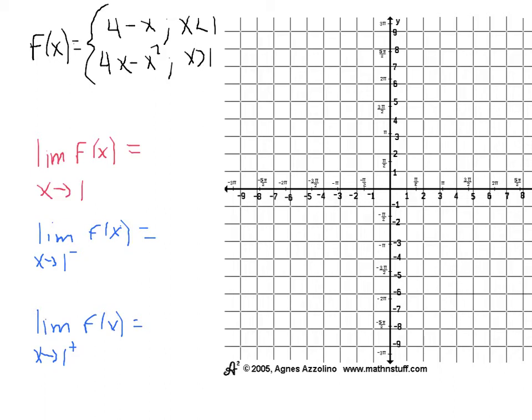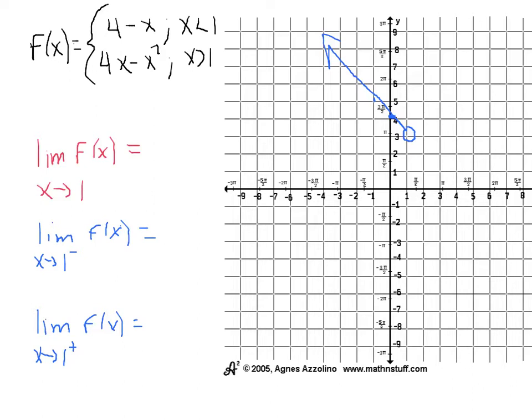So if we look at the first part, for x less than 1, we have 4 minus x. I'm not actually defined at 1, but if I were to put in 1 for x, I would have 3, which means I'm going to have an open dot at 3. If I put in 0 for x, I'm going to be at 4. Negative 1 is going to give me 5, so the graph is going to go linear.